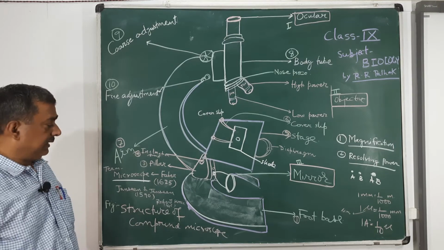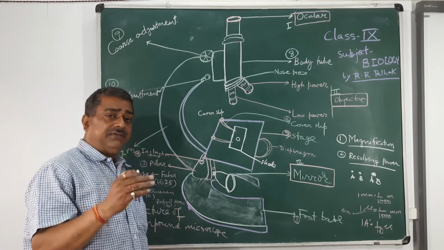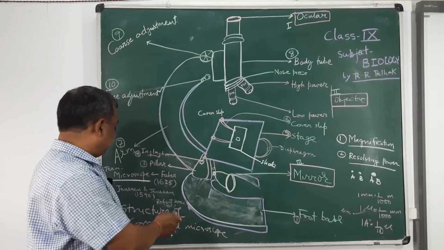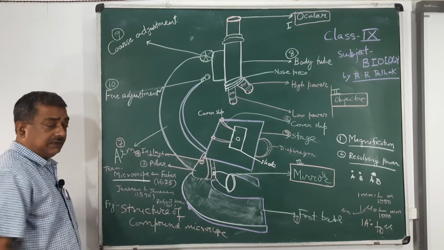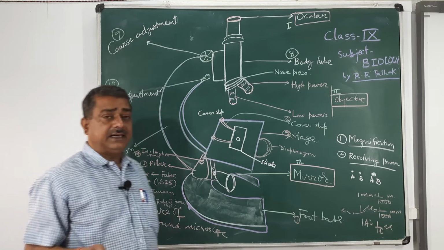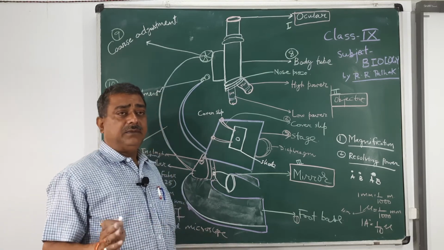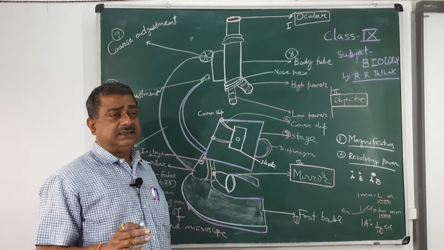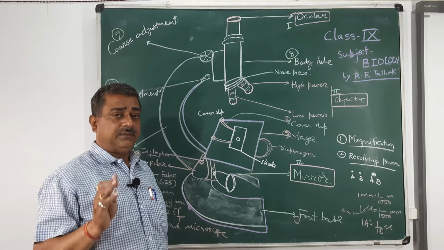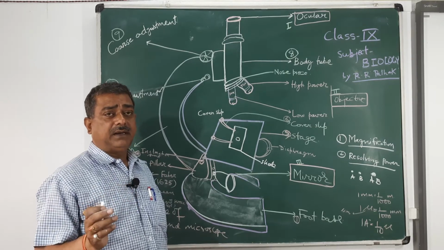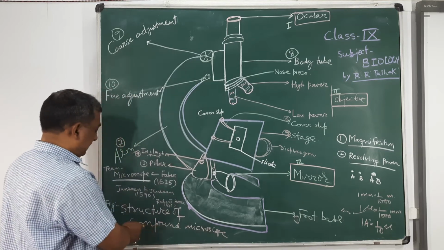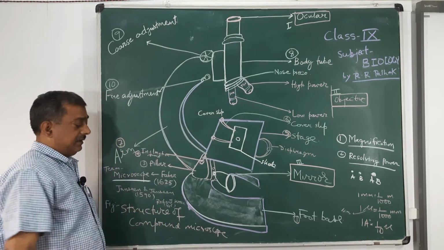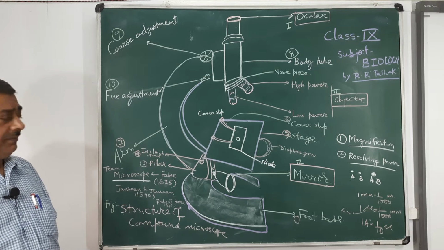Today I am going to especially focus on the compound microscope, that is, the structure of the compound microscope. It is used generally in the lab. Another type of microscope is also used, that is the dissecting set. But the magnification power or resolving power of the dissecting set is very low. So that is why the compound microscope is the most common type of microscope used in the laboratory.